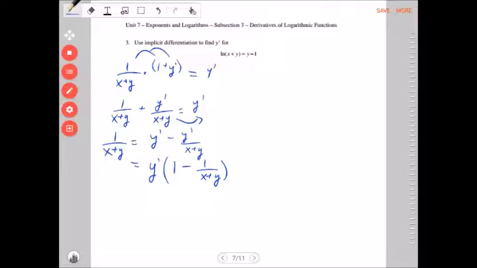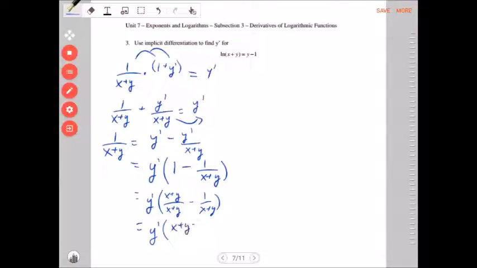Now, you can't just divide that over because you have the 1 minus the x plus y. So remember, how do we subtract fractions? In order to subtract fractions, we have to have the common denominator. So the 1 is going to be x plus y over x plus y minus 1 over x plus y. Okay, so really this just works out to y prime times x plus y minus 1 over x plus y.